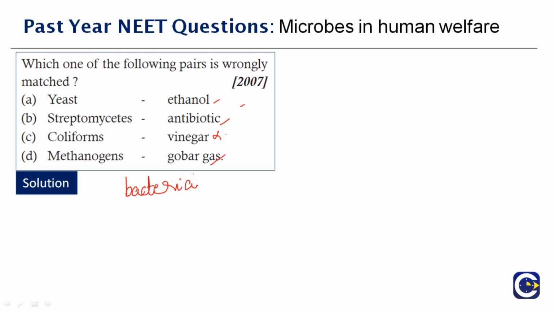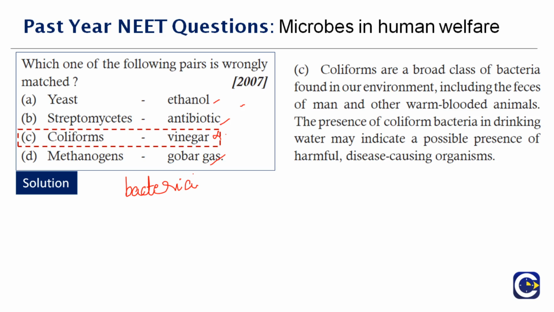When we ingest contaminated water, they cause many intestinal problems, and sometimes if we leave it untreated, it might also become serious. The one which is wrongly matched out of the 4 options is option C, coliforms. It is a bacteria and you don't have any boon from it.